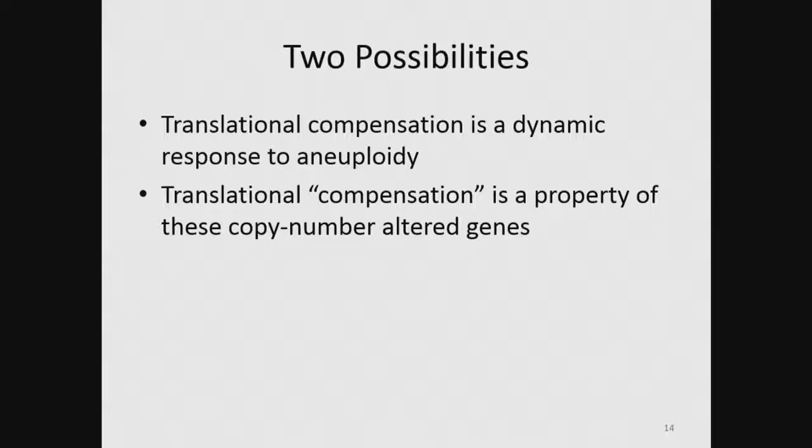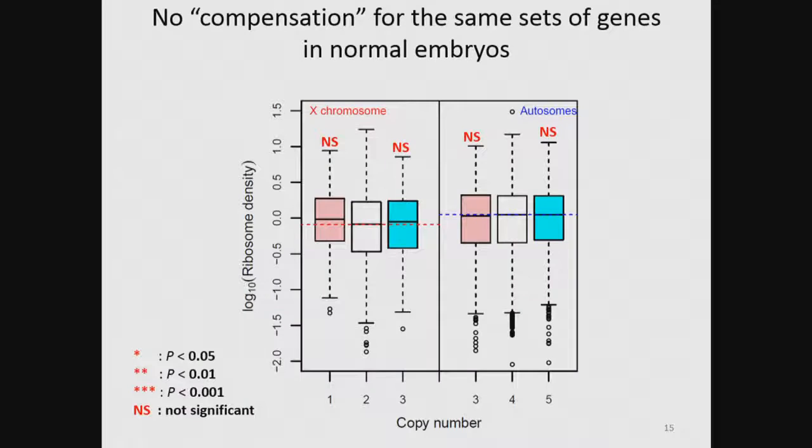Okay, there are two possibilities for this explanation. The first one is the explanation I already gave you, which means this kind of translation compensation. But it's also possible that this might be a property of these copy number changed genes. So to test that, we do the same analysis in the embryo data. Because the genes in each group are exactly the same as in the previous analysis, we don't see the difference. This means this kind of compensation is not a feature of the genes themselves.